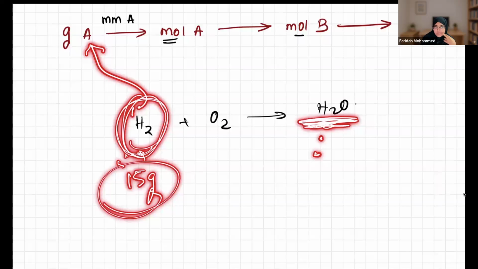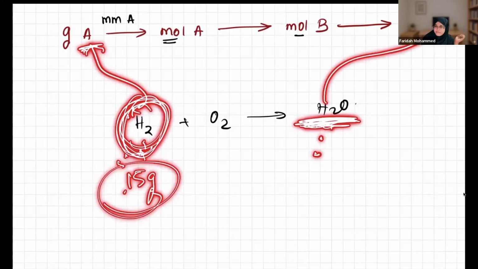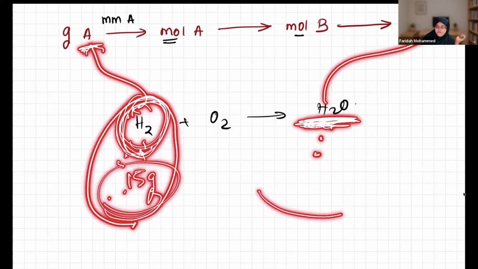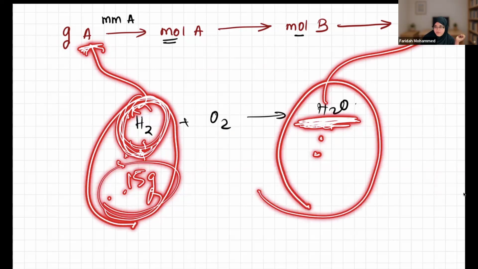Okay, so A is whatever thing that they gave you. Because they give you 15 grams of hydrogen, A is your hydrogen. Where do you want to go? You're going to find the grams of water. So water is your B. To go from grams of A, which is hydrogen, to grams of water is not a one-way road. You have to go multiple steps.